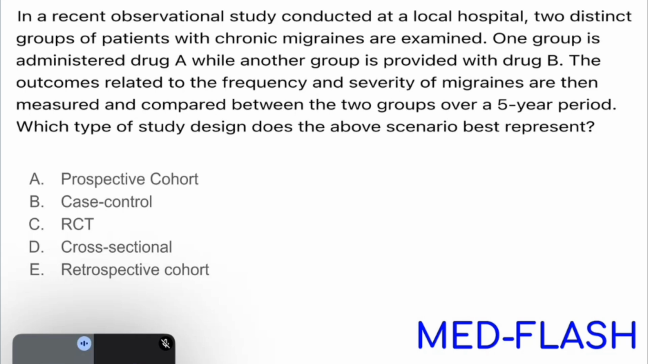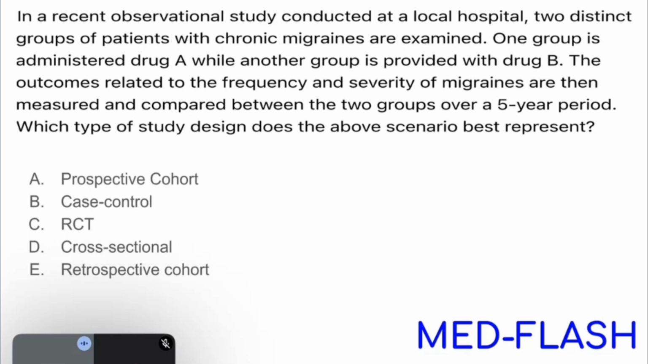In a recent observational study conducted at a local hospital, two distinct groups of patients with chronic migraine are examined. One group is administered drug A, while another group is provided with drug B. The outcomes related to the frequency and severity of migraines are then measured and compared between the two groups over a period of 5 years. Which type of study design does the above scenario best represent?